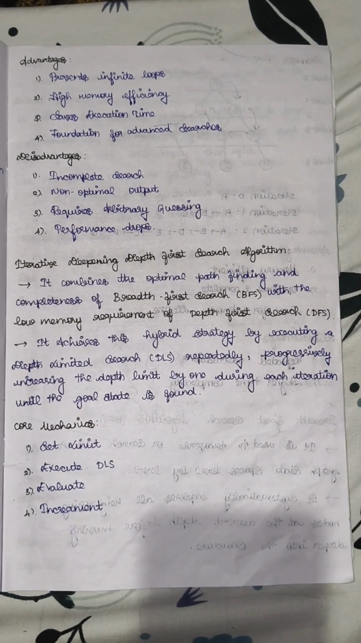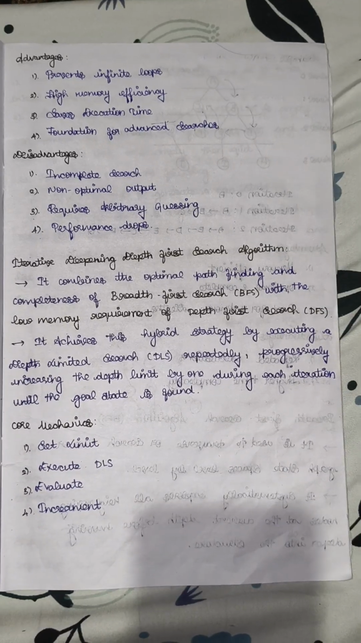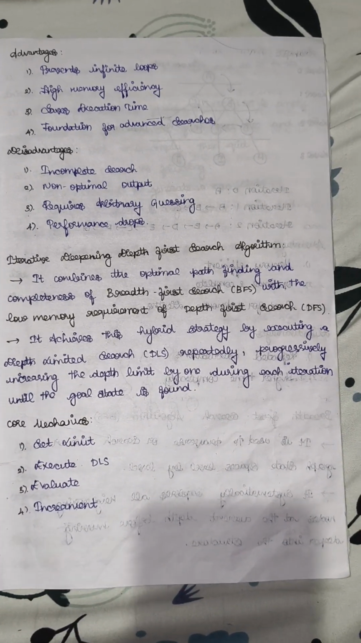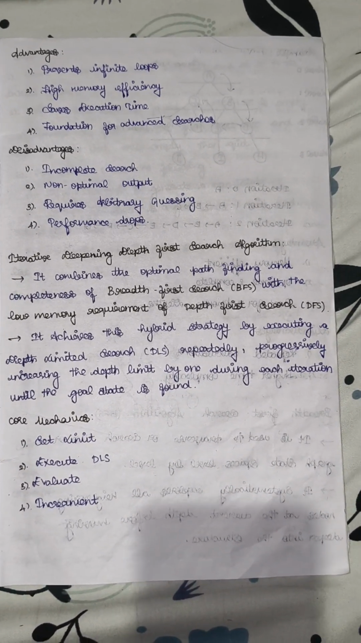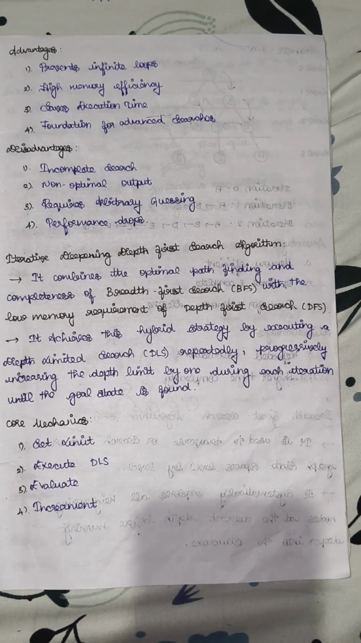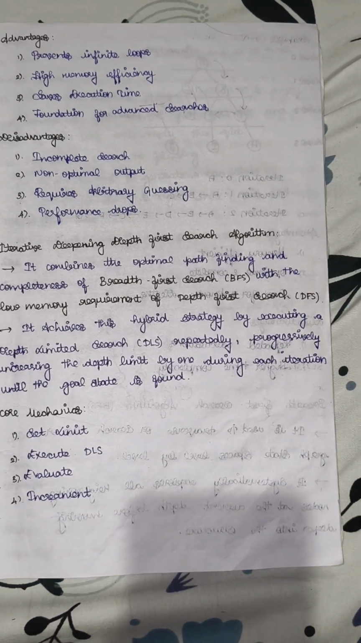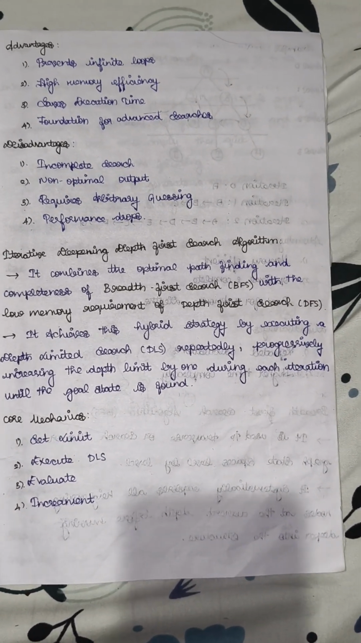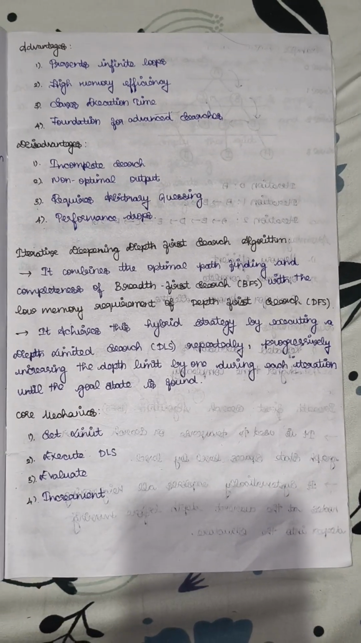In depth first search, we add the child node in the front, whereas in breadth first search we add the child node at the back. This is the major difference between depth first search and breadth first search.